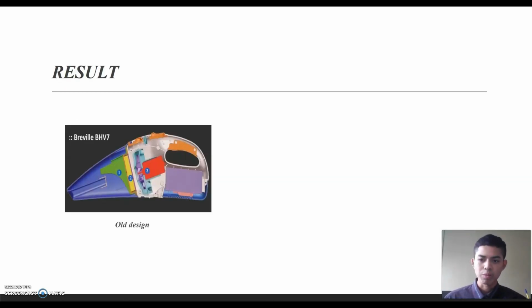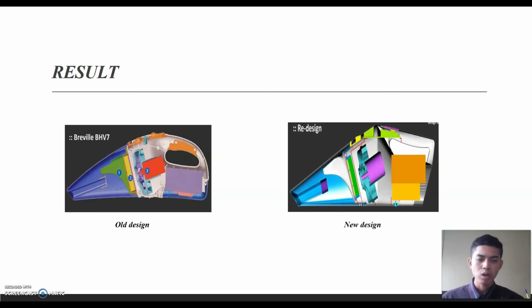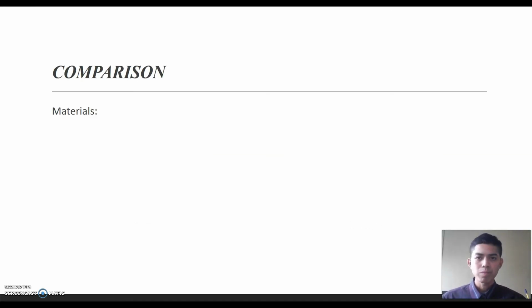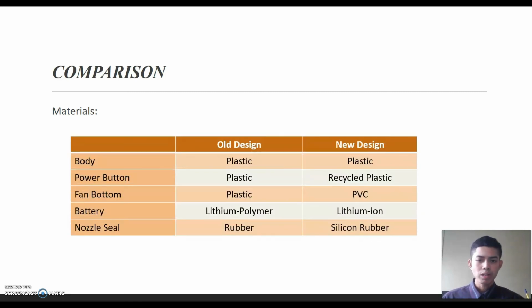This is the old design of the product, and this is the new design of the product. For the material, we made a few changes. As for the new design, for the body part, we still use the same plastic material. For the power button, we use recycled plastic. For the fan bottom, we use PVC because of the hardness. For the battery, we use lithium ion because it is cheaper. And for the nozzle seal, we use silicone rubber because it is more eco-friendly and non-toxic.